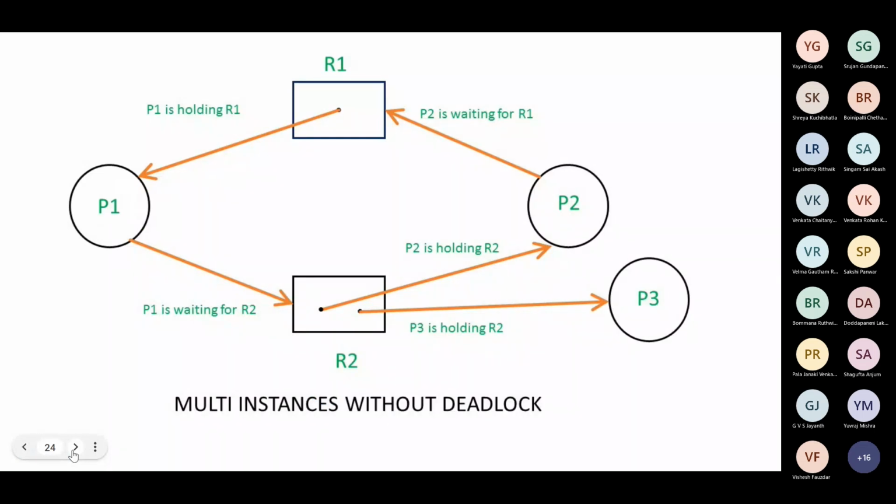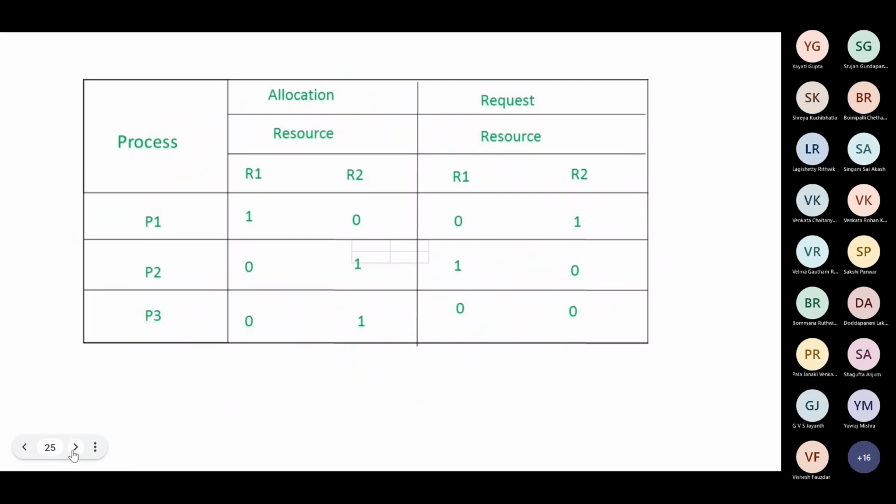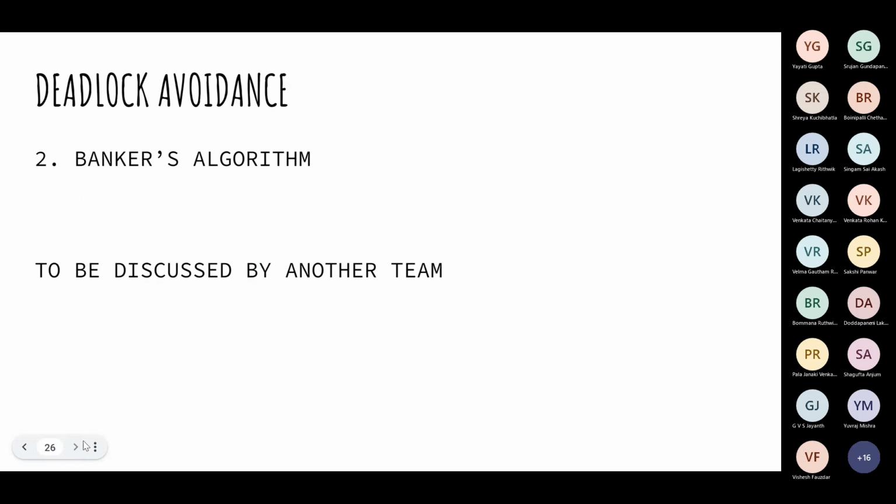Here we can see that R2 has two resource instances and each of them is held by P3 and P2, and P1 is requesting it. In this case, we create a chart. Aditi, next slide. In it we tell which resources are already allocated to which processes, and which are more needed for it to execute completely. And then the next part of deadlock avoidance is Banker's algorithm, which will be discussed by another team. That's it.